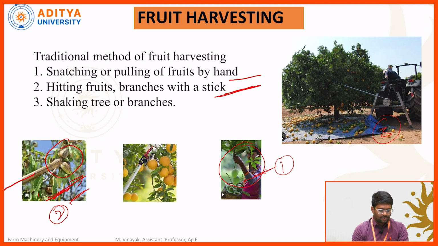By using the sticks we can hit the fruit crops. Okay. Next one, shaking of trees. So here the shaking method was involved for harvesting the fruit crops.